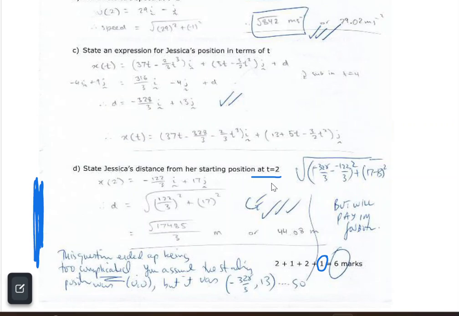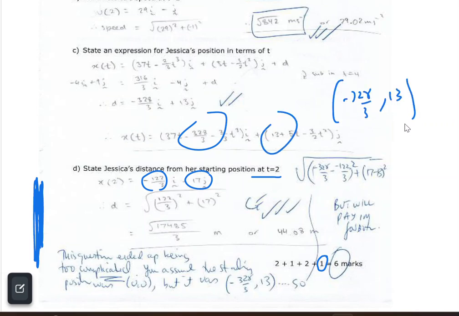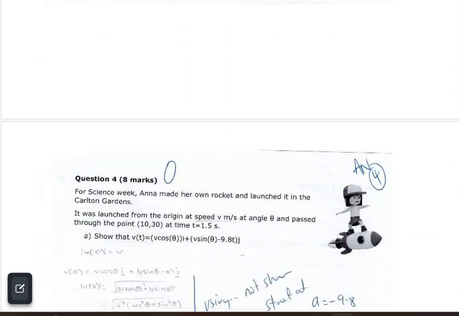not 0, 0. So the distance from her starting position to this position isn't just this, because they actually started, her starting position was -328 on 3 and 13. Therefore, we went from here to there. But I probably should have had the starting position 0, 0 because the numbers ended up pretty awful for the amount of marks that were there.